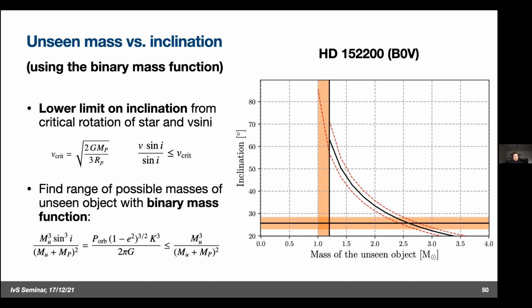So the example on the right is taking the evolutionary estimate of the primary mass. And as a result, you can see that the mass of the unseen object to this star could be anywhere between 1.2 and 2.5 solar masses.